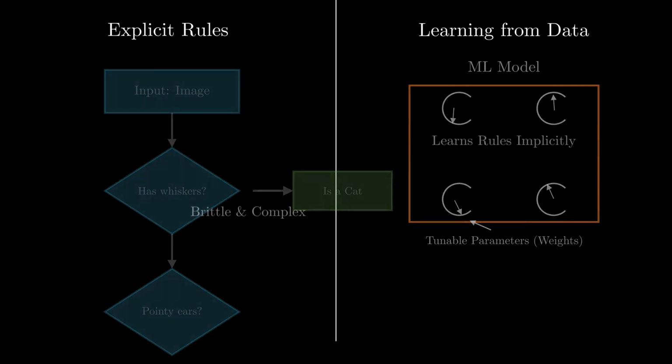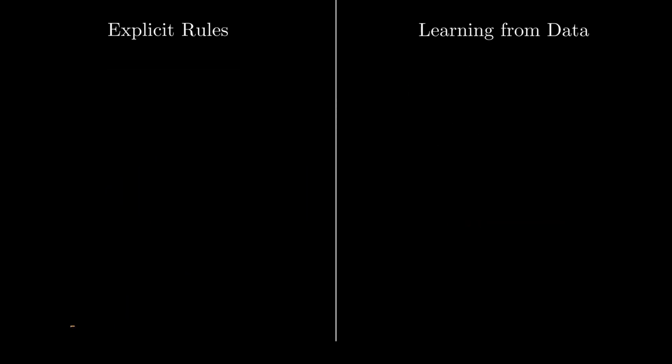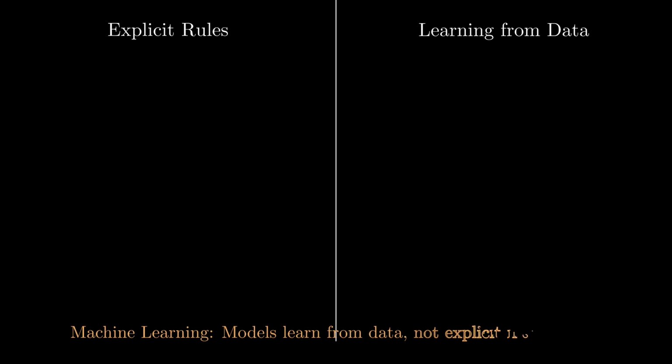This is the core difference. The old way is brittle and built on explicit human instructions. The machine learning way is flexible, and the model learns its rules implicitly from the data itself. This single idea, that models learn from data instead of being explicitly programmed, is the engine that drives everything we'll discuss. It's how a transformer learns language, and it's the foundation upon which we'll build our entire understanding.